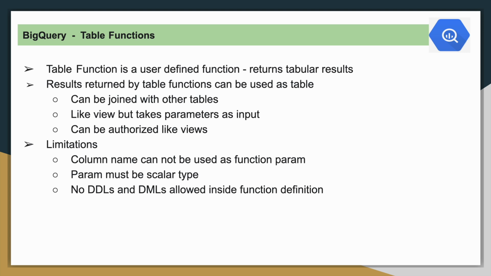This table function is a combination of the view and our traditional function. It will take input arguments and also produce the result in the form of a table. You can also authorize this table function. I've already done a video on the authorized view concept, so just go through that concept, as this one looks similar.